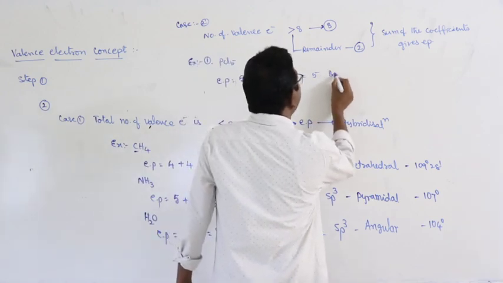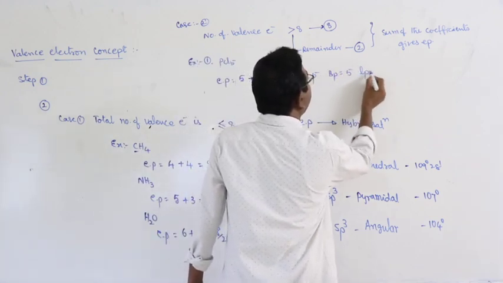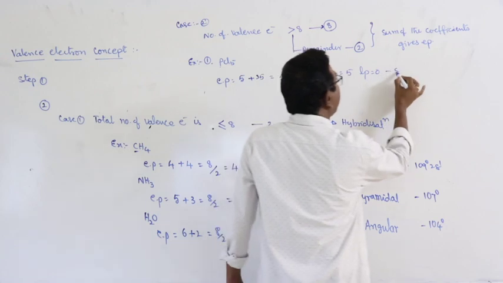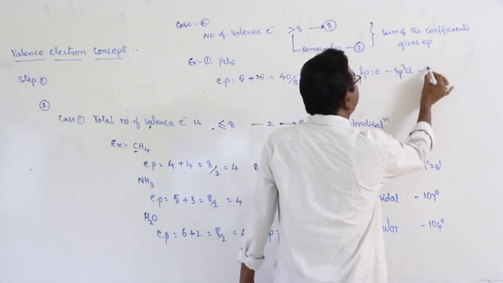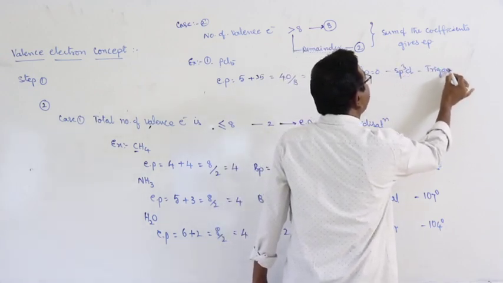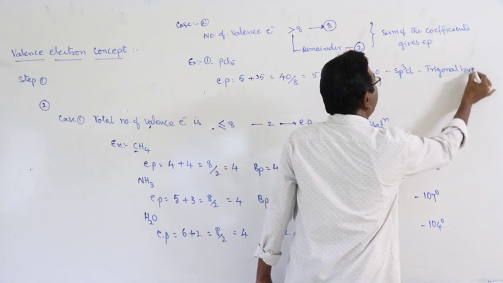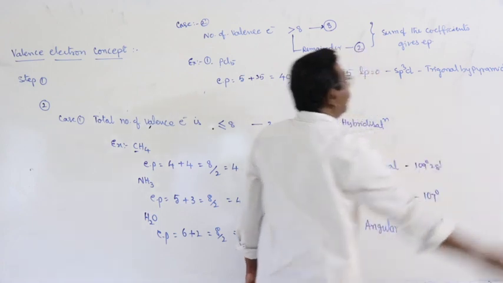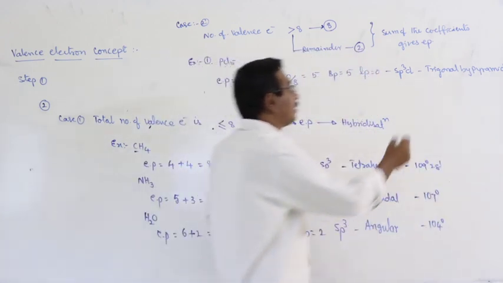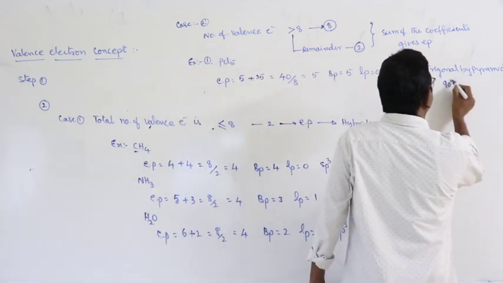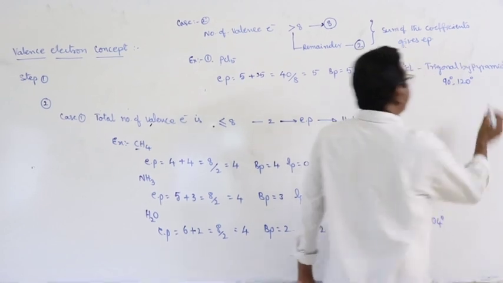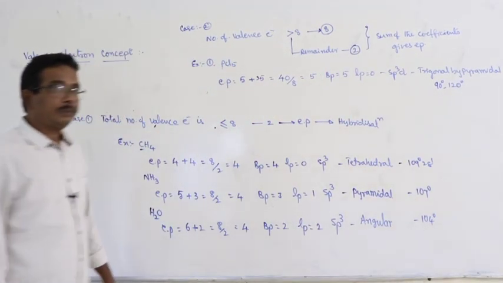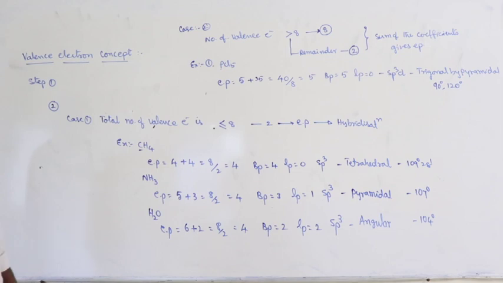Here the number of bond pairs is equal to 5. Number of lone pairs is equal to 0. Type of hybridization sp3d. And here the shape of the molecule is trigonal bipyramidal. Bond angles are 90 degrees and 120 degrees.